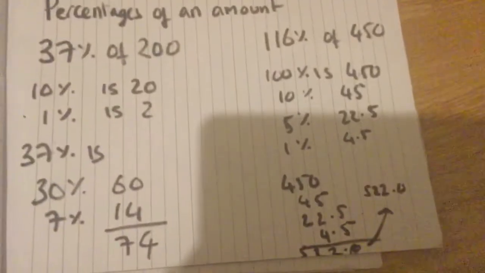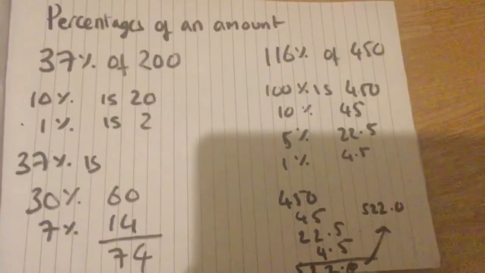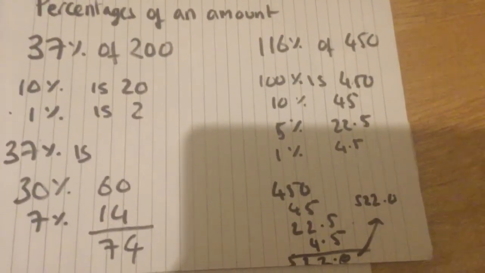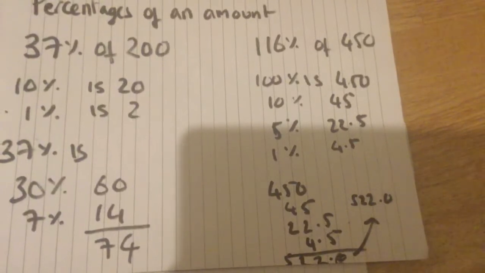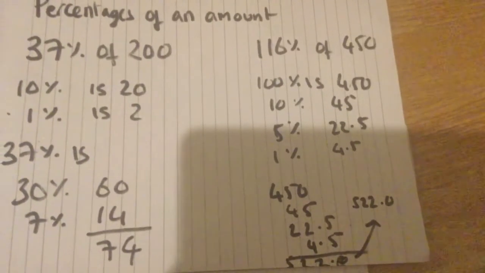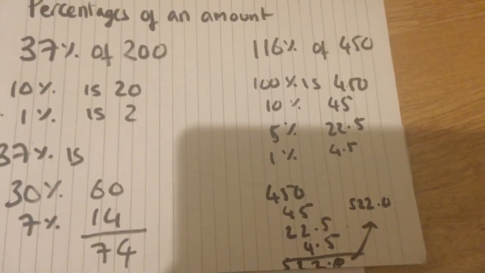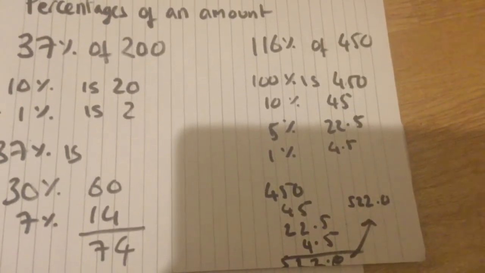Let's have a look at this one over here, slightly more challenging, 116% of 450. Well, we know 100% is 450, the whole is 450, and that's what 100% is. 10% would be 45. I'll put in 5% because I know I'm going to use it. But you could just literally do 6 1%.